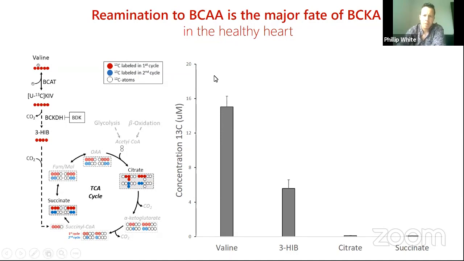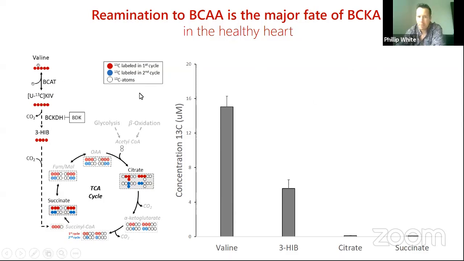When we do this in healthy hearts from Wistar rats, and we also quantitate the pool size and the labeling, we can get a measure of the total production of these intermediates, or total label concentration. And what you can see is that, rather than branched-chain keto acids in a healthy heart being driven towards oxidation into the TCA cycle, which would be measured by labeling of citrate and succinate, and also 3-HIB, the actual major fate is this reverse transamination, this conversion back to valine. So you're getting an amine group added back. And this had not been described before as a major fate in the heart.